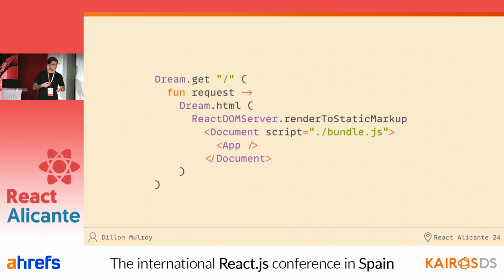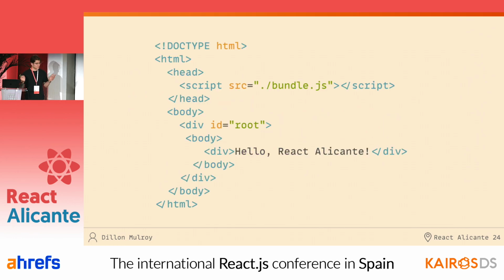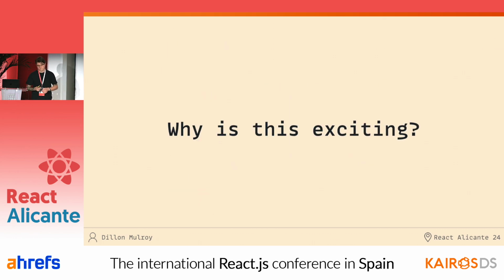And if you wanted to use these on the servers, Dream is just like Express or Hono. Don't mind too much there. We'll say on our index route, we're going to get some request, and we're going to render HTML. We're going to use React DOM server, render to static markup, pass in our document with the bundle, app, document, and it's just going to spit this out, just like we would normally SSR React in any other context.